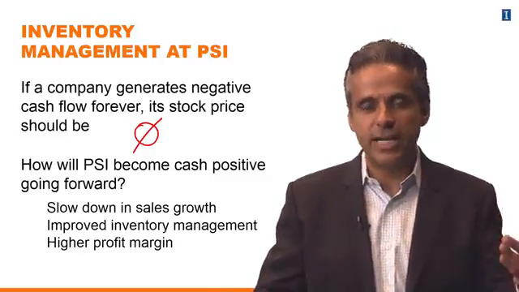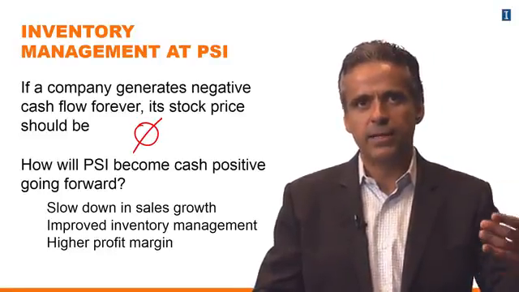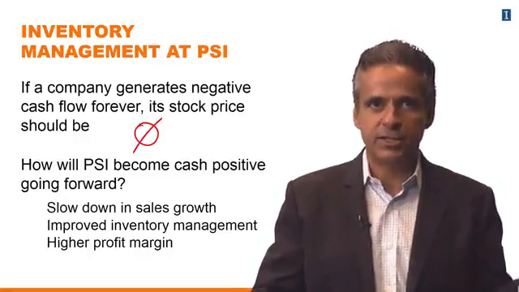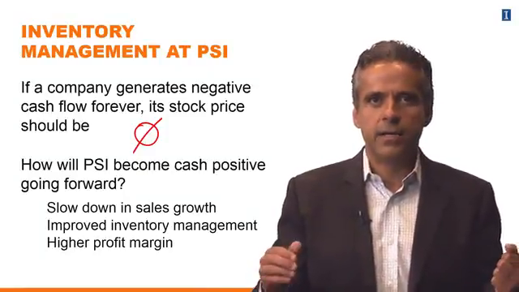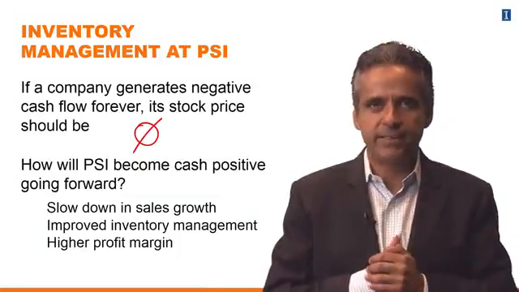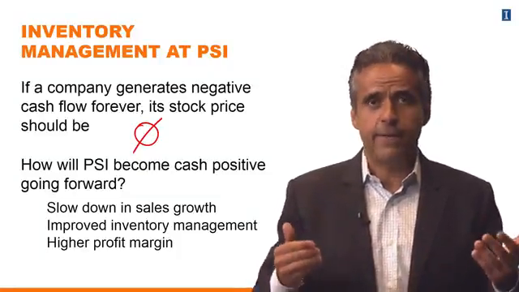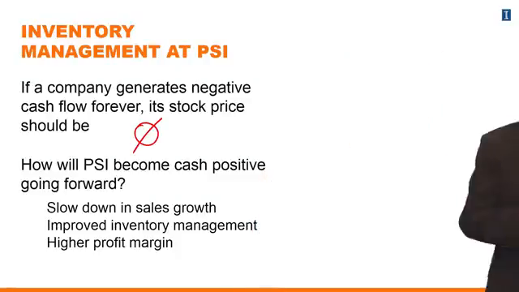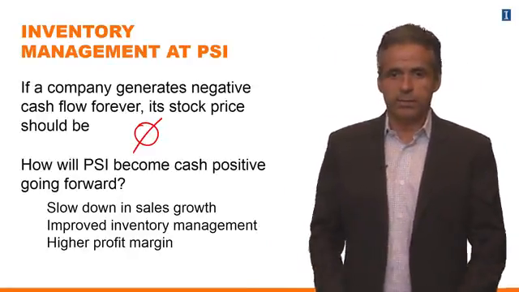So this is an extreme situation where you have a company with a very high growth rate, but working capital needs that are actually making the company cash negative. The company is not generating any cash flow. And of course, PSI is not bankrupt. PSI is a valuable company. Why is this the case? It has to be that PSI is going to become cash positive going forward. The company has to become cash positive going forward, one way or the other.